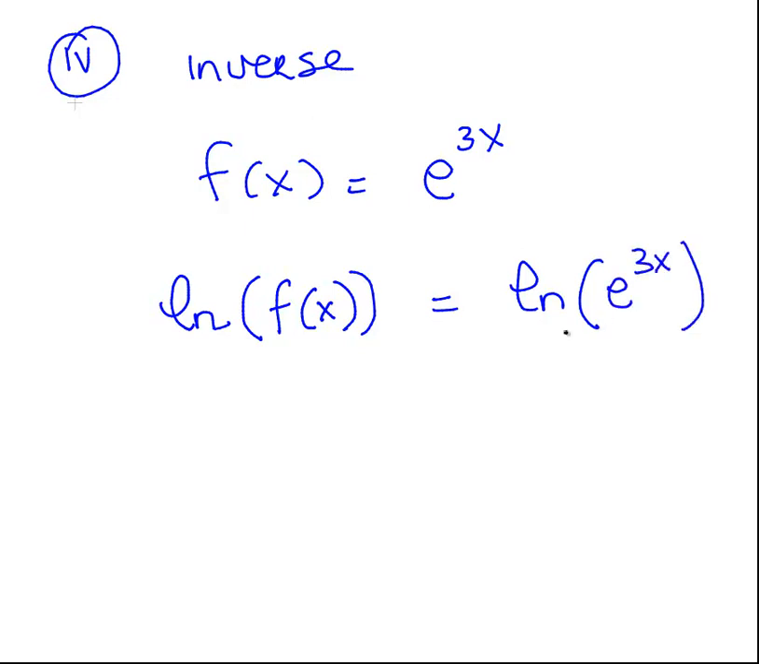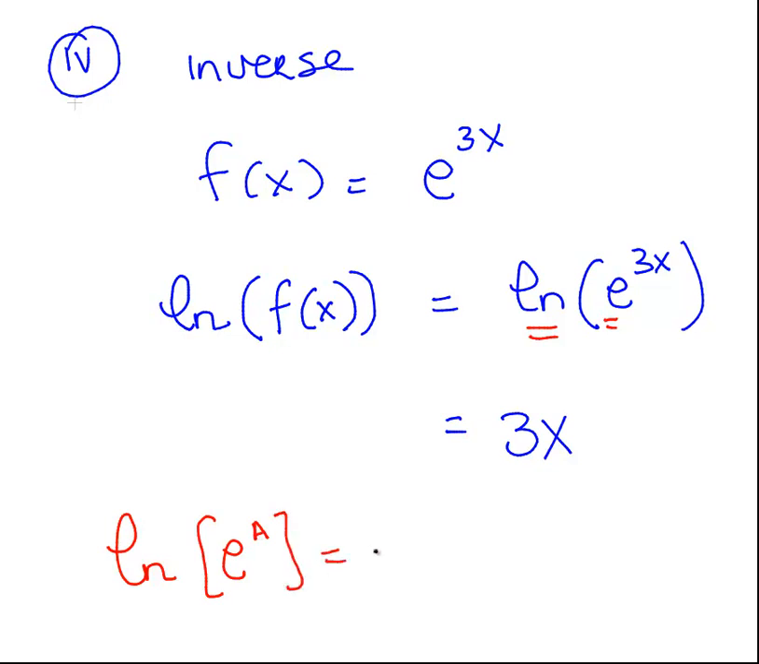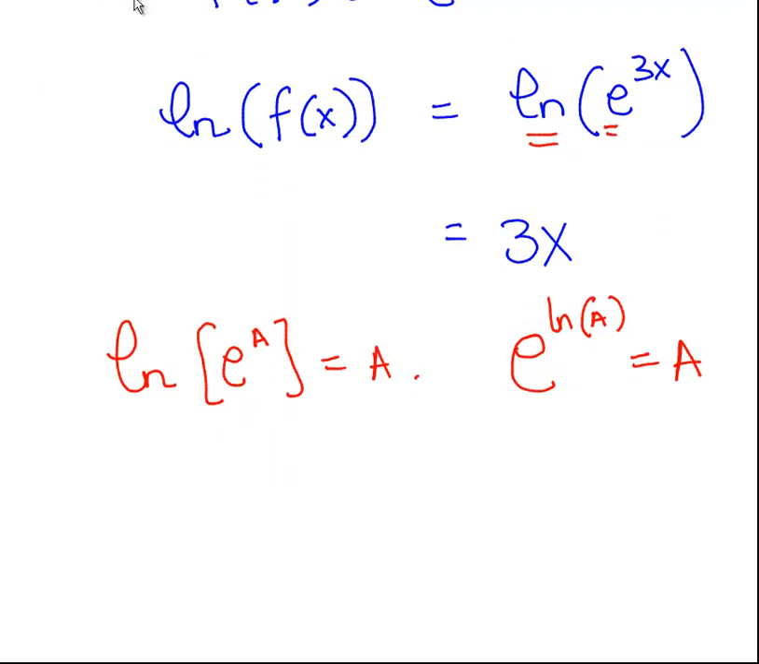If you know your logarithm laws and exponential laws, you know that these essentially cancel each other out. They're invertible, the inverse functions. So essentially that works out to be, sorry, 3x. Just to be clear what I mean by that, ln of e to the a is always equal to a, and likewise e to the ln of a is also equal to a. So that's very handy to know. Anyway, let's go back to this question here. The natural log ln of f of x is equal to 3x.